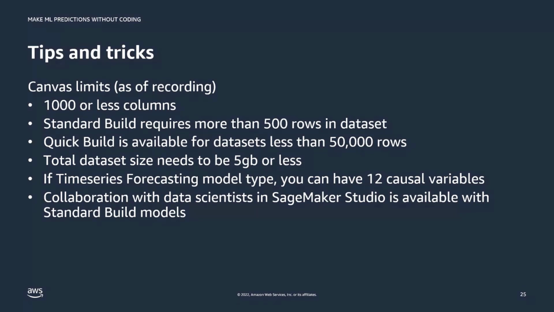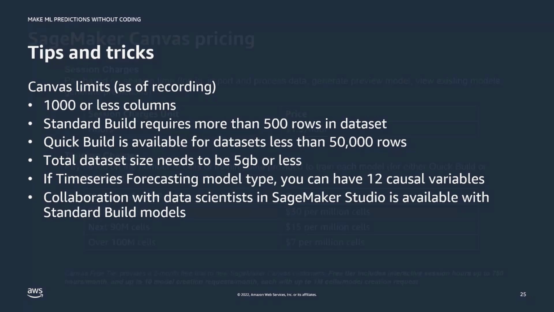And then I'll mention for time series forecasting model types in particular, you can put in the time series and then the target column, and then you can have up to 12 other causal variables. Things like price, as an example, is a good one if you're trying to forecast demand for a product. So keep that in mind. And then the last thing I would say is the collaboration with the data scientists. You need to run standard build to enable that.